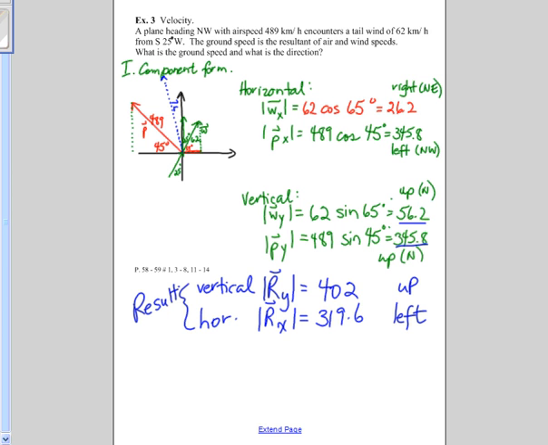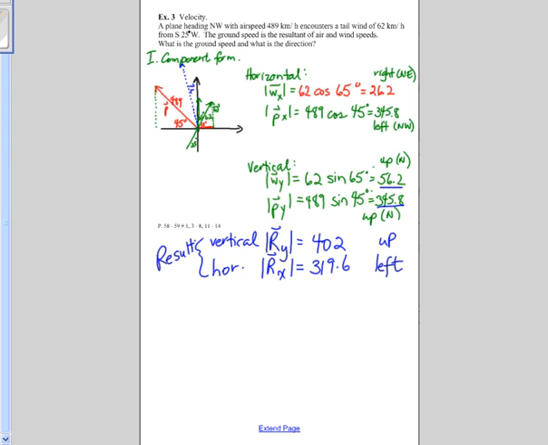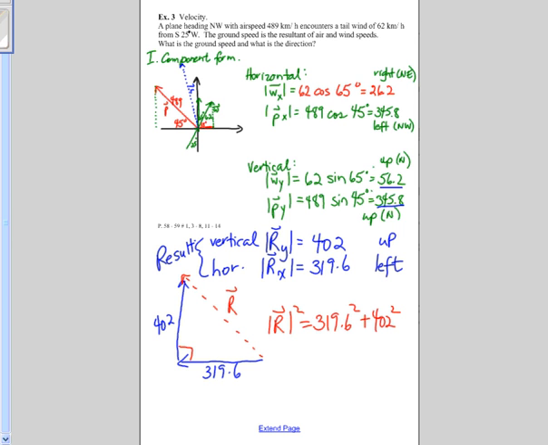319.6. To get my resultant, I have basically come up with a horizontal component of 319.6 and a vertical component of 402, and my resultant takes the vertical and the horizontal components, puts them together, and gives me my resultant. I have created a right angle triangle. Math on this is really sweet. The resultant squared equals 319.6 squared plus 402 squared using the Pythagorean theorem. My resultant is 513.6, and that looks reasonable.